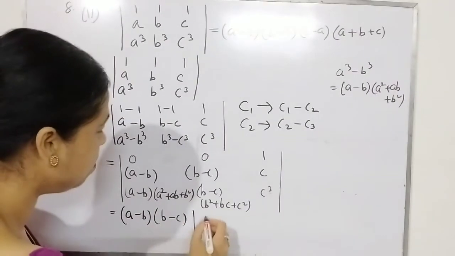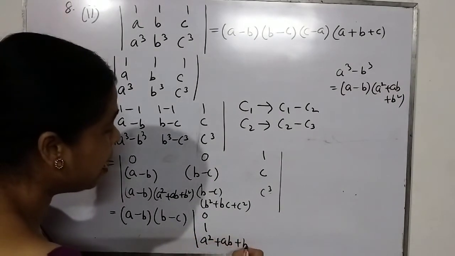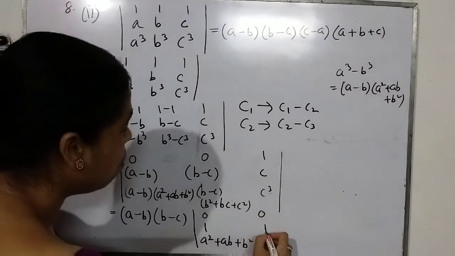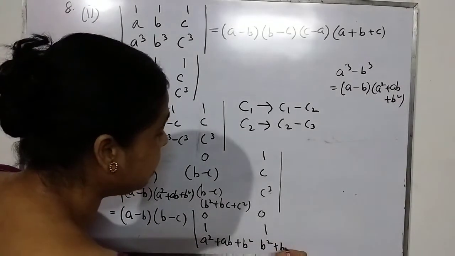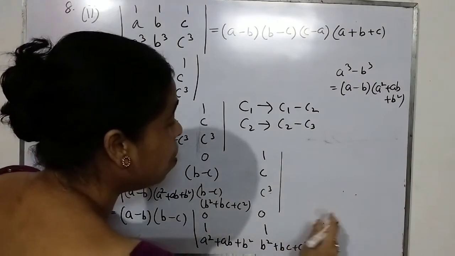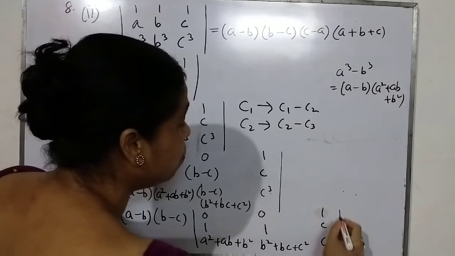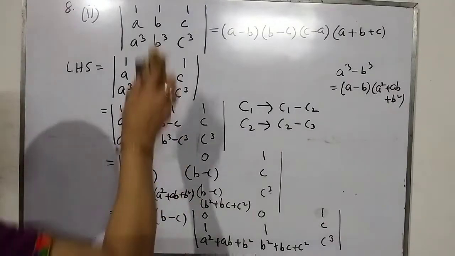What is left in the first column? 0, 1, a square plus ab plus b square. This is 0, 1. This is 1 in here. b square plus bc plus c square, and it is 1, c, c cube. Okay, let us wrap this part.